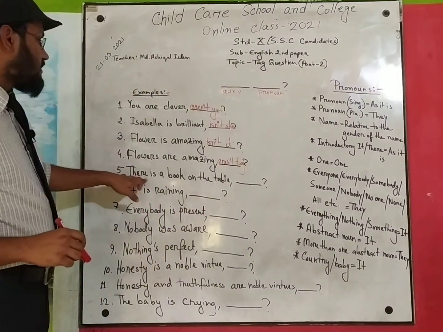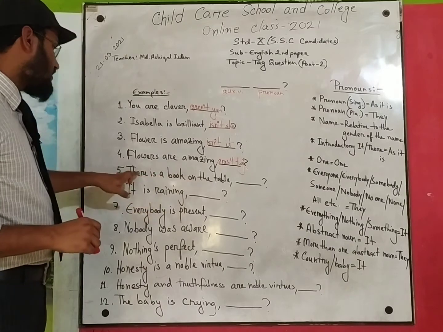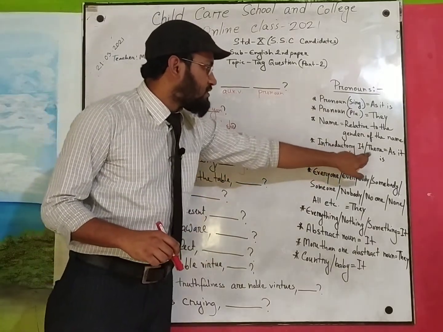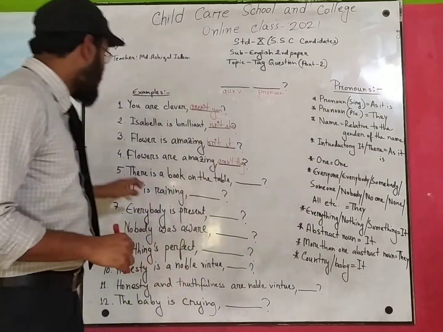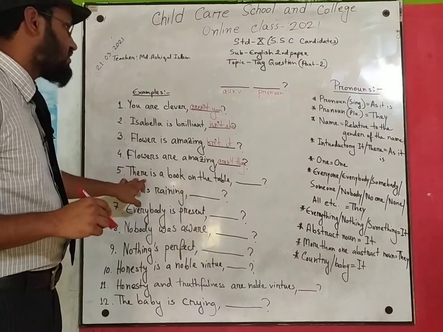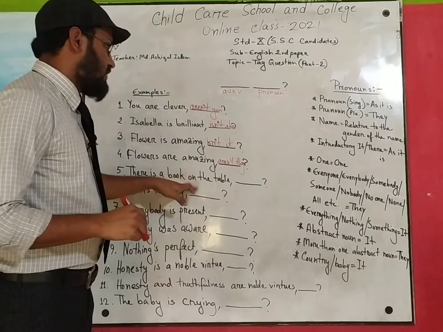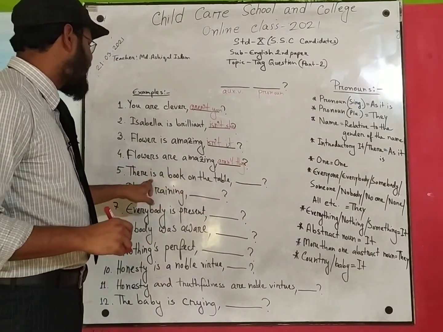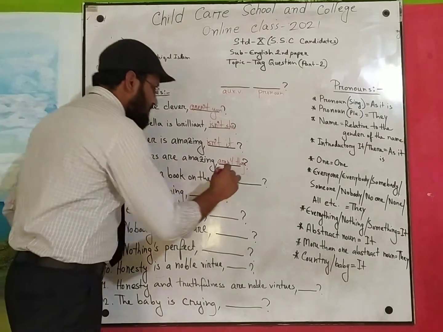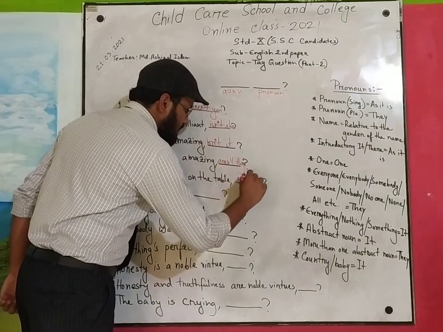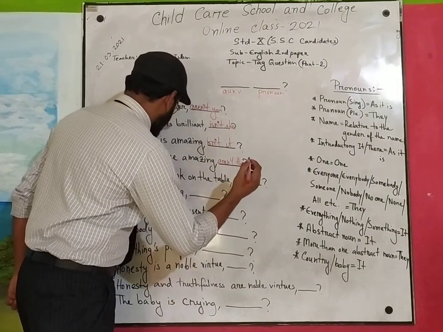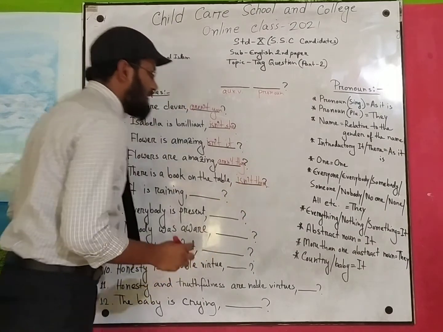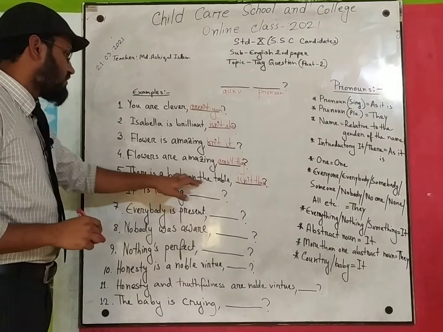The fifth one says, there is a book on the table. Now here we have the introductory there, like this one. Introductory it and there. So we have got our there here, which is introductory there, and the pronoun will also be there. And the auxiliary verb that we see is. So our answer should be isn't there. There is a book on the table, isn't there?